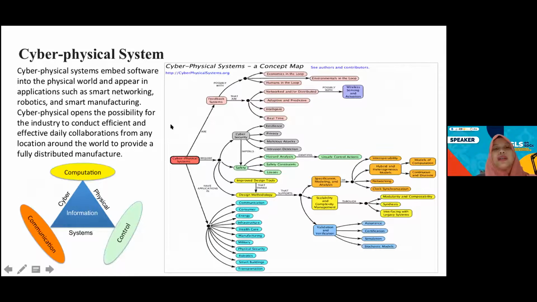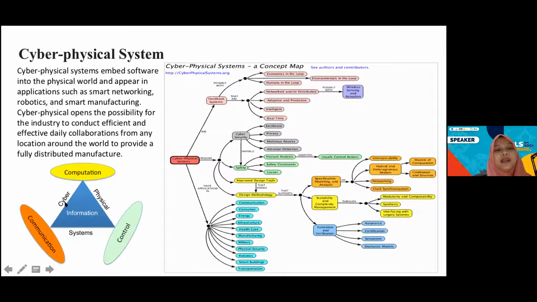The fourth field in industry that can be implemented by AI is cyber physical system. What is a cyber physical system? A cyber physical system is embedded software in the physical world and appears in applications such as smart networking, robotics, and smart manufacturing. Cyber physical systems open the possibility for industry to conduct efficient and effective daily collaboration from any location around the world to provide a fully distributed manufacturer.